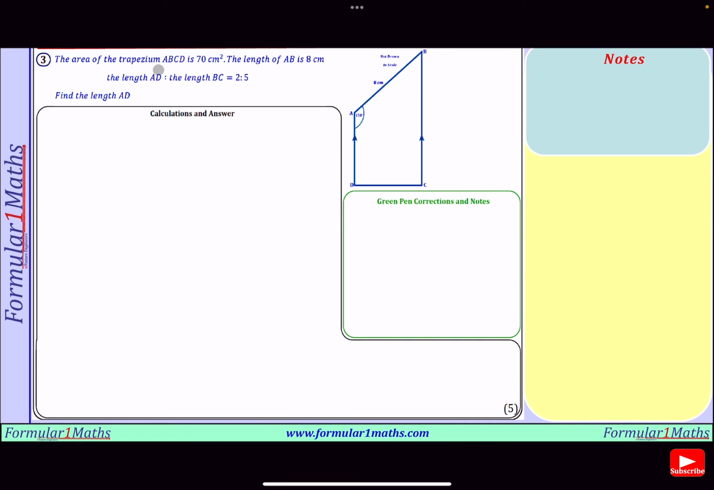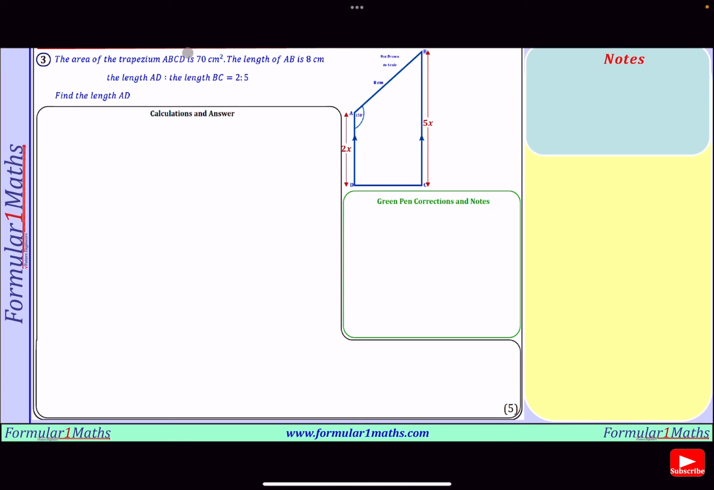Question 3. The area of a trapezium ABCD is 70. The length AB is 8 centimeters. The ratio of the length AD to the length BC is 2 to 5. Find the length AD, which is this length here. We are told that the ratio of this length to that length is 2 to 5. So we don't know the actual lengths. So we can say that if AD is 2x, then because of the ratio here, BC will be 5x.